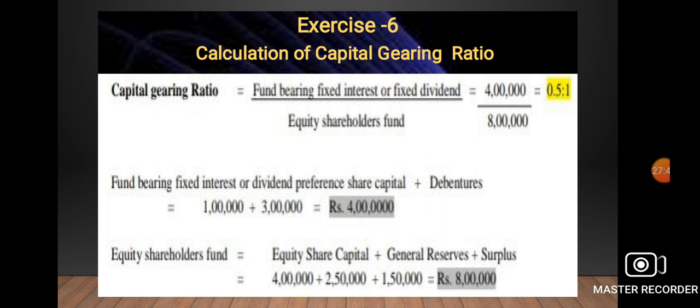Then equity shareholders' funds. Equity shareholders' funds means equity share capital plus general reserves and surplus. So equity share capital 4 lakh, general reserve rupees 2,50,000 plus surplus 1,50,000. Totally, equity shareholders' funds are rupees 8 lakh.